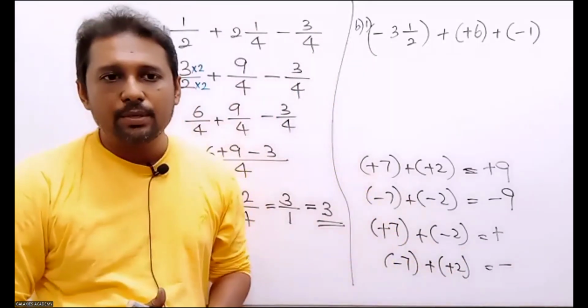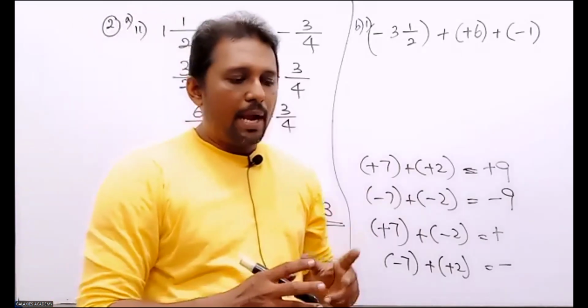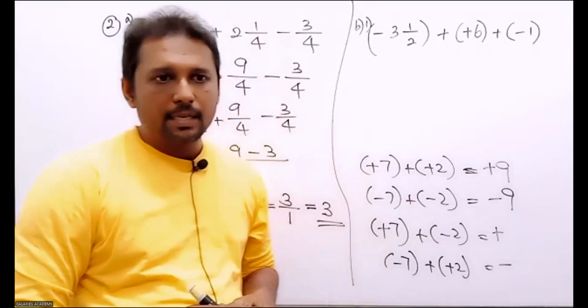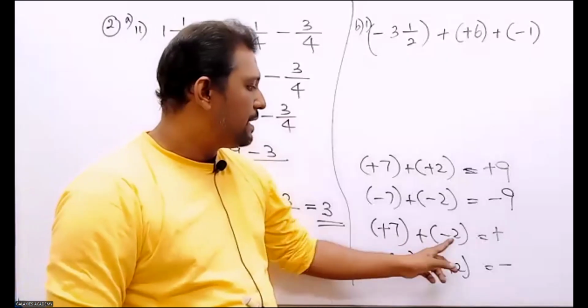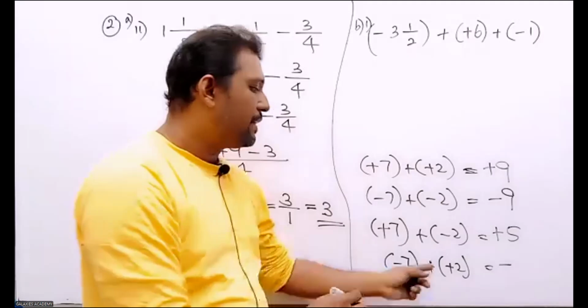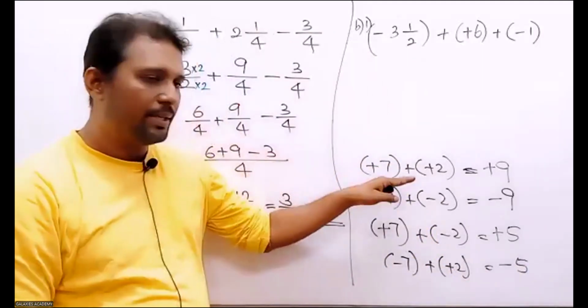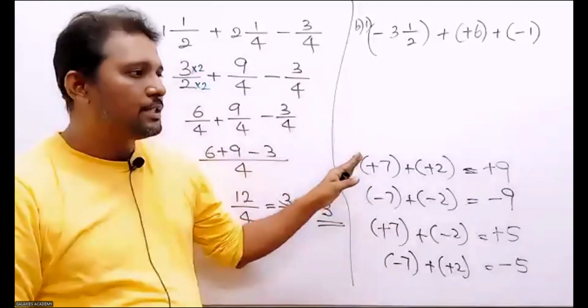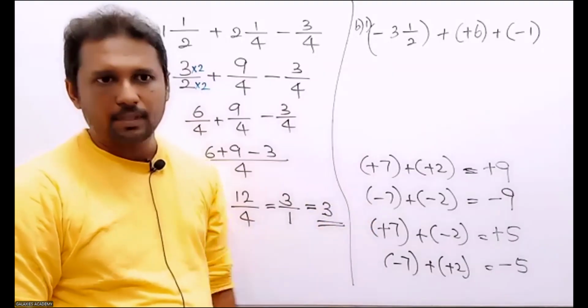Then what you can do to get the magnitude of the answer? When you add the different types of directed numbers, you have to subtract two magnitudes. 7 and 2 subtract 5. Right? You revise the knowledge about the addition of the directed numbers. This is the theory. Right?